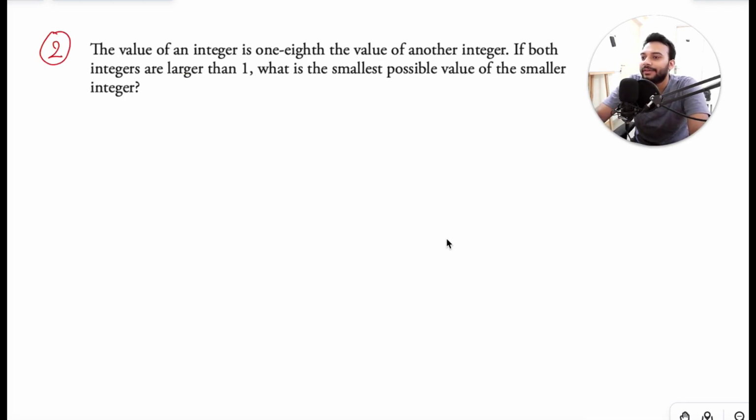Question number 2. The value of an integer is 1/8 the value of another integer. If both integers are larger than 1, what is the smallest possible value of the smaller integer? Okay, so we need to pick two integers. Let's say one is X and one is Y. So the value of X is 1/8 the value of Y. X is equal to 1/8 Y. If both the integers are larger than 1, what is the smallest possible value of the smaller integer?